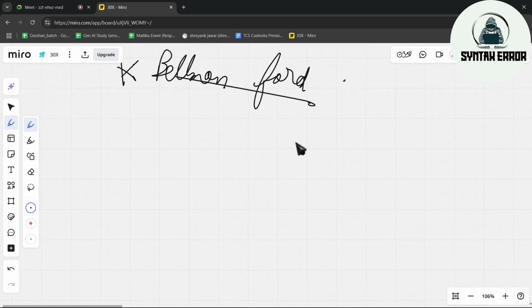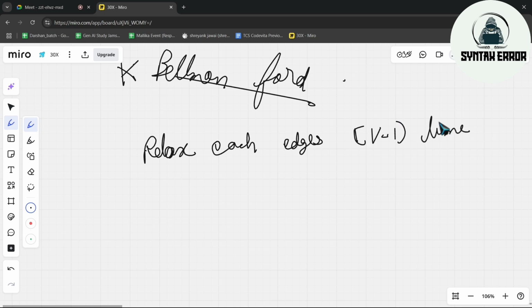So let me just explain this algorithm. If you understood the previous algorithm, this is very simple. This is very small, very simple. Here also we have to relax. The condition is we have to relax each edge v minus 1 time.